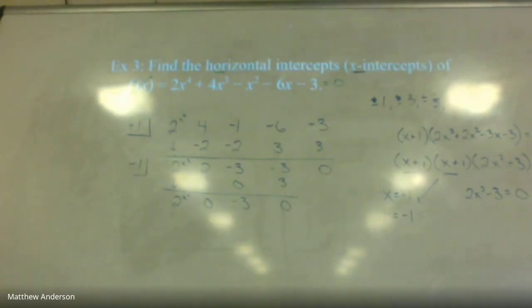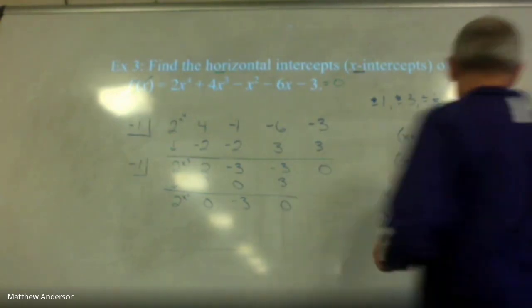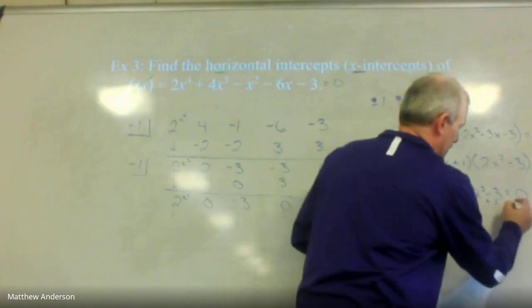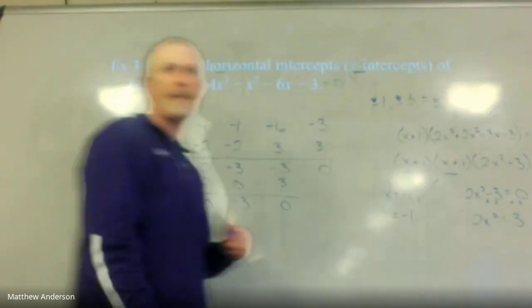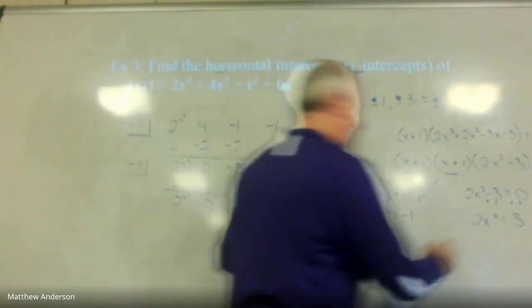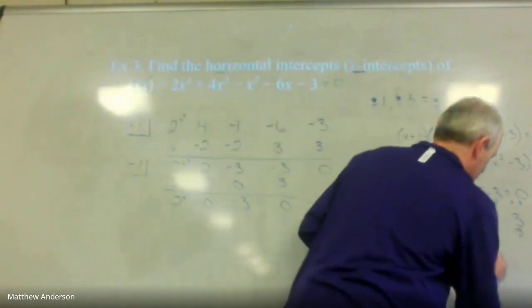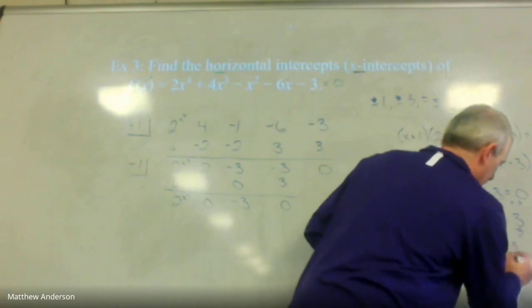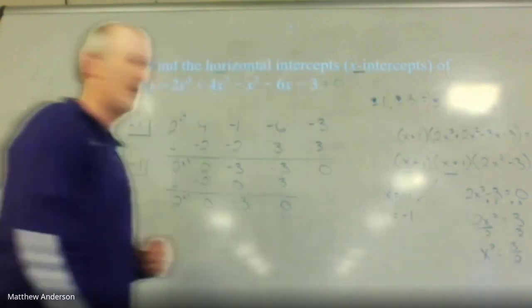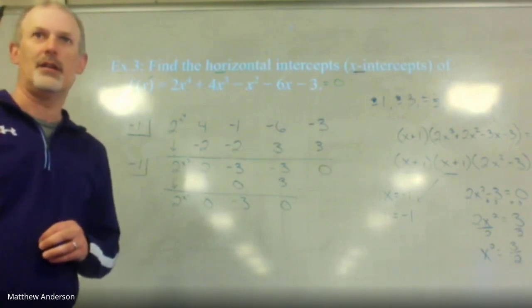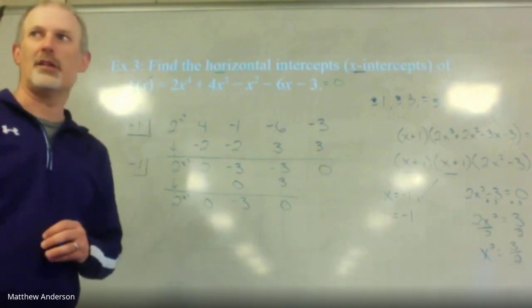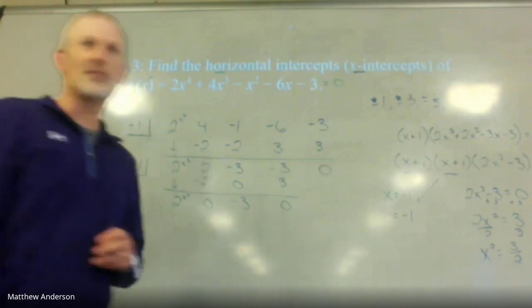So now when we add 3, we're going to have 2x squared equals 3. Then what? Divide by 2. So x squared equals 3 halves. And what's our last step going to be? How do we get rid of that squared? We take the square root of both sides.